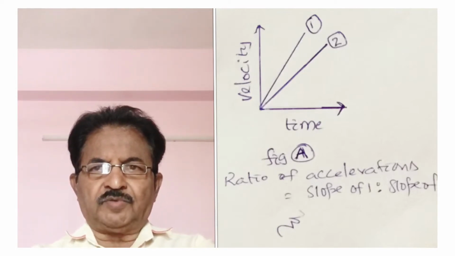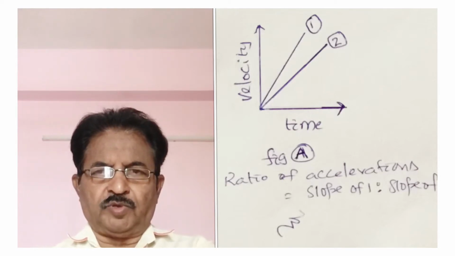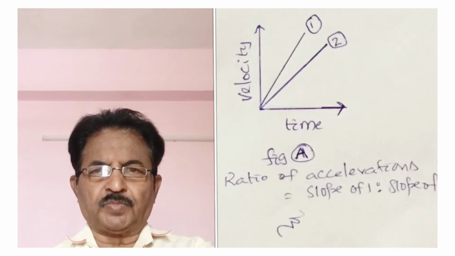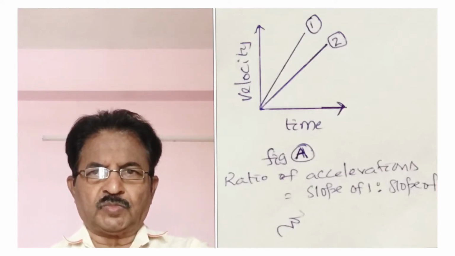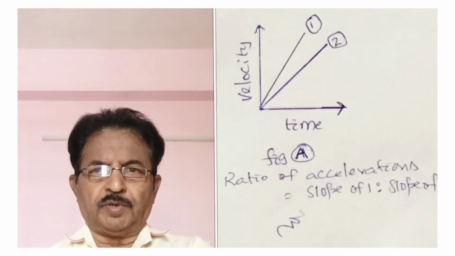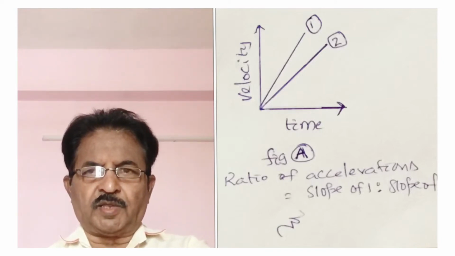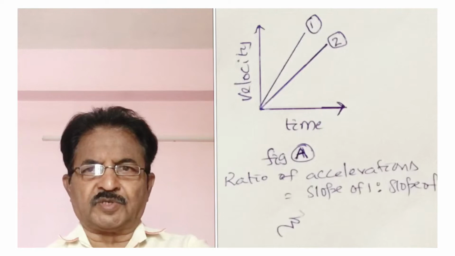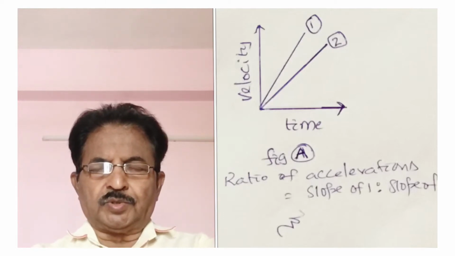And from the graph, it is clear that line 1 makes a greater angle with the x-axis than line 2. So the slope of line 1 is greater than that of line 2. So the acceleration of the body represented by line 1 is greater than the acceleration of the body represented by line 2. So this is how a question on a slope-related aspect can be answered.